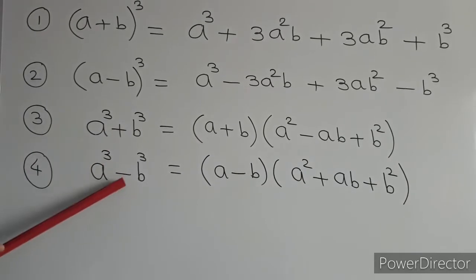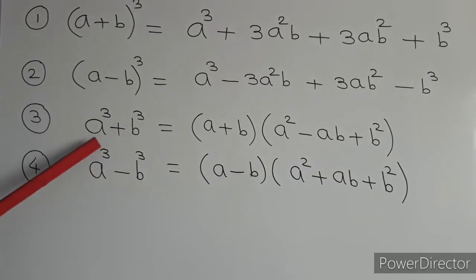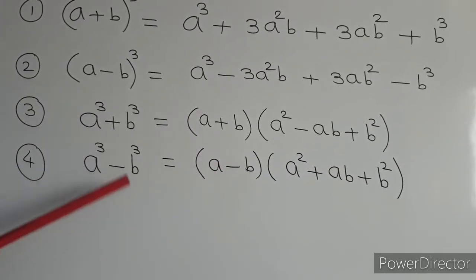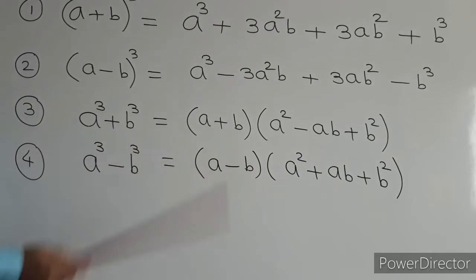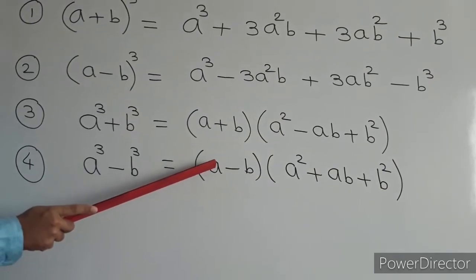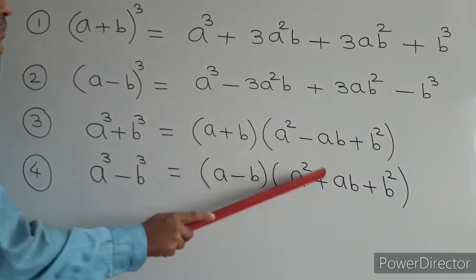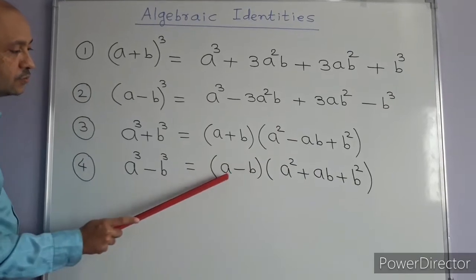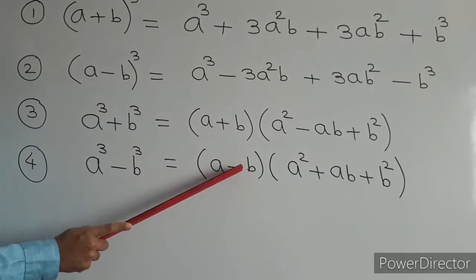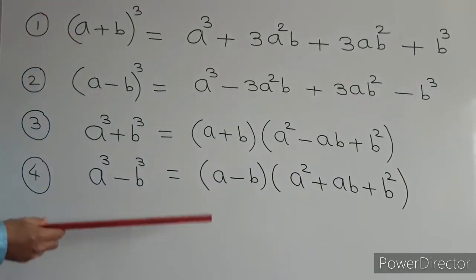So here is a cube minus b cube. The method remains the same. Remove the cubes from this. If you remove the cube from this, we'll get a here, then the minus sign as it is. Then if you remove the cube from this, we'll get b here. Then the second bracket is written from the first bracket. How? Make the square of the first term. The sign here is minus, so write plus here. Then take the product of these two. And finally the square of the second term, that is negative square is positive b square. So this is all about the algebraic identities.